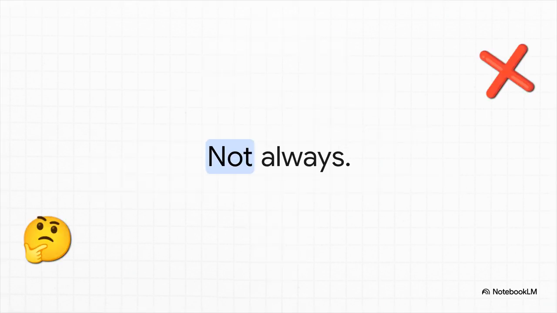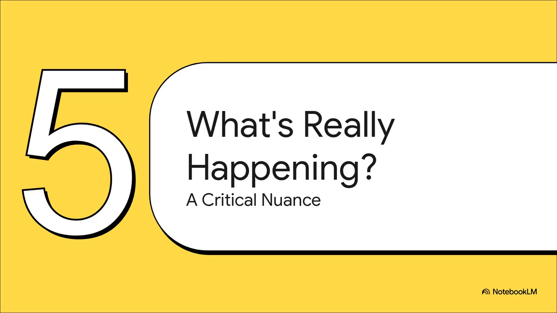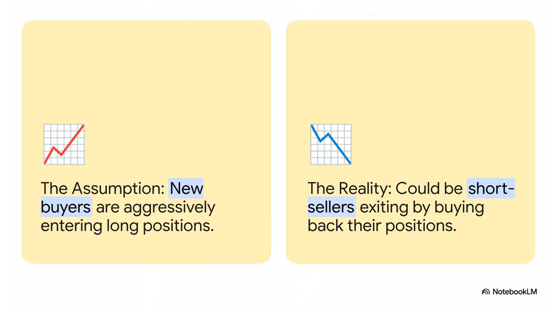But here's the twist. That's not always what's happening. And just assuming it is can be a very, very expensive mistake. So if it's not a flood of brand new buyers, what else could it possibly be? This is where a critical little piece of nuance in how markets actually work changes everything. So, on the surface, we assume a big buying imbalance means new buyers are aggressively opening up long positions. But there is a second possibility.